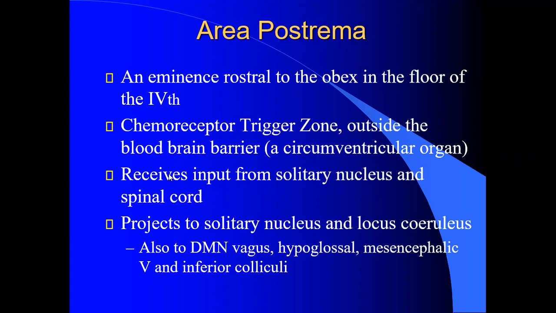All right, and the memory. It receives input from the solitary nucleus, and it projects to the solitary nucleus, but also to the locus ceruleus, and also to the dorsal motor nucleus of the vagus. Why would it project to the dorsal motor nucleus of the vagus, hypoglossal, mesencephalic 5? Why would it do that? Exactly, because we've got to make this happen. So in order to make it happen, it has to have access to all those motor nuclei, and it does. And we're going to look at all of those nuclei.